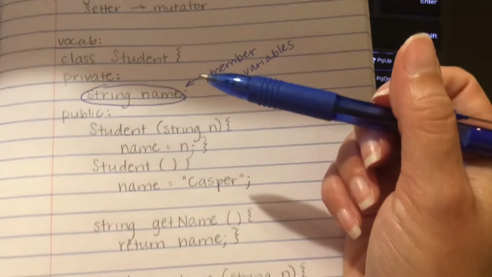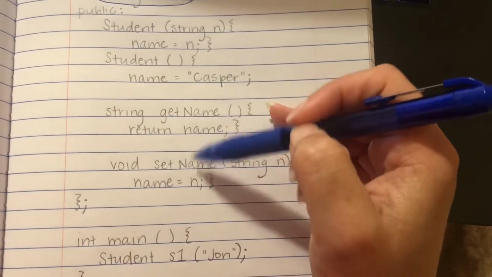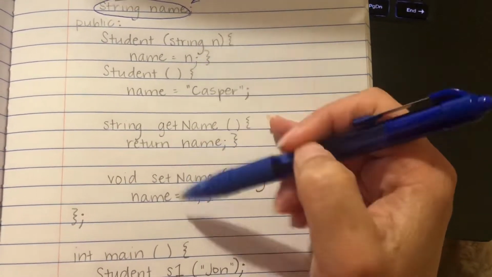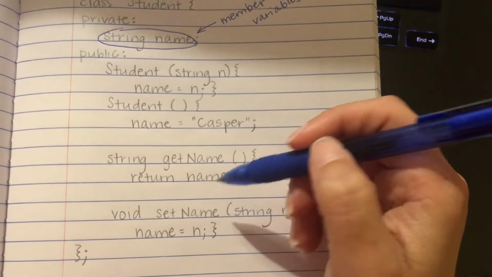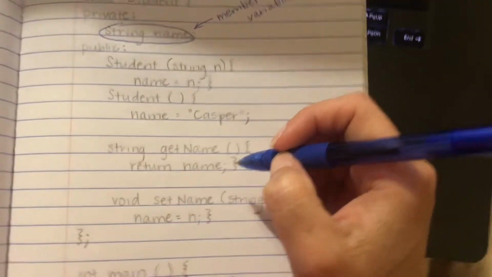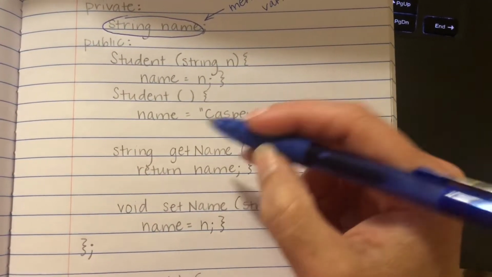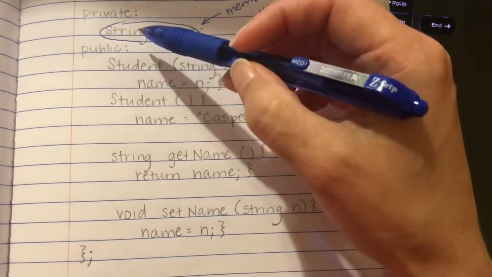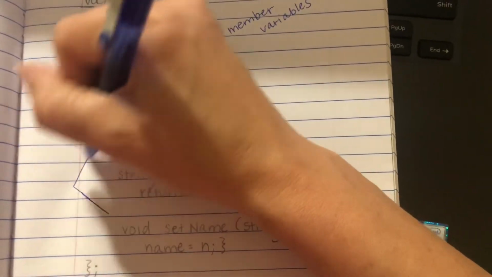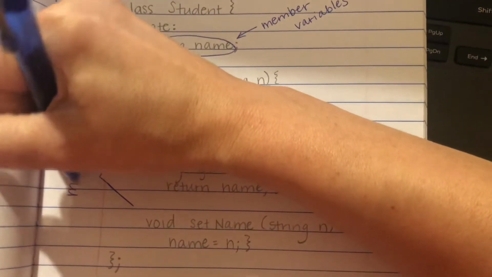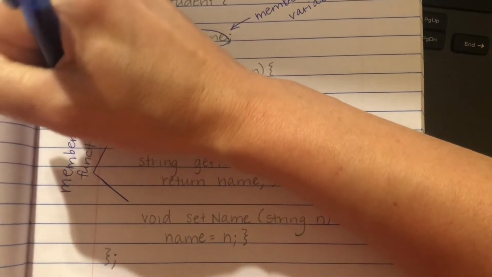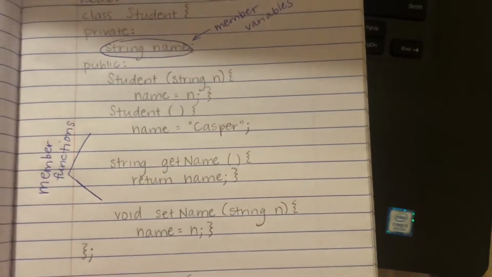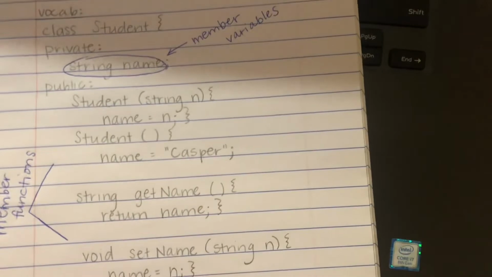Your member functions are all of the functions that you have inside your program. And those usually go in public, but they don't have to. You can write private functions. It just means that those functions are only accessible inside the class, right? Because private means that you can only see it inside the class. So any functions you have would be your member functions. Hopefully those are self-explanatory because they are what their names are.